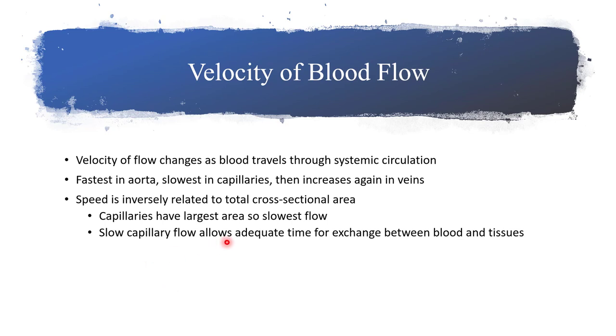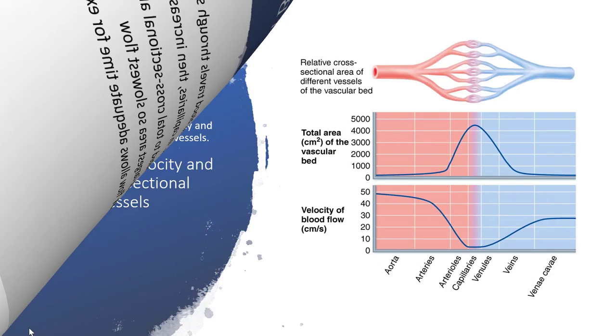and capillaries have the largest area, which means it is more progressively branching. Those are the capillaries, and so they will have the slowest flow. Slow capillary flow would allow adequate time for exchange between blood and tissues.